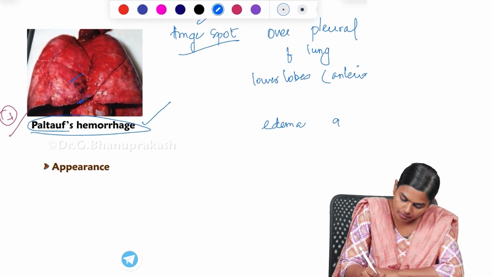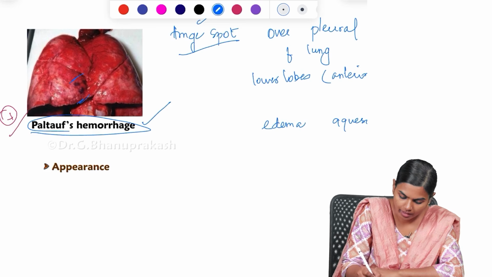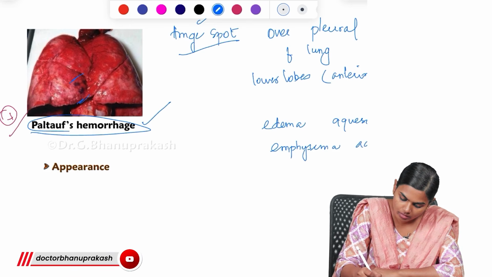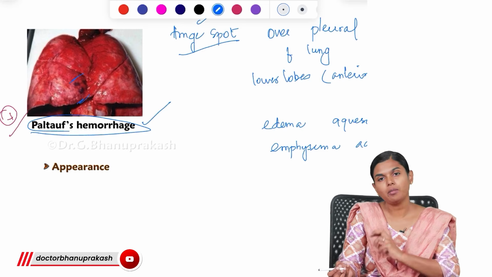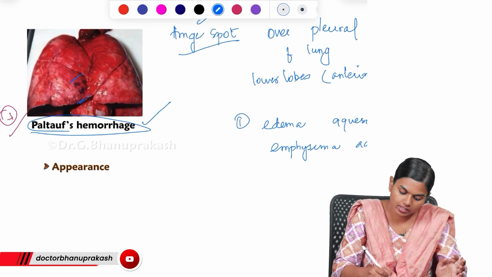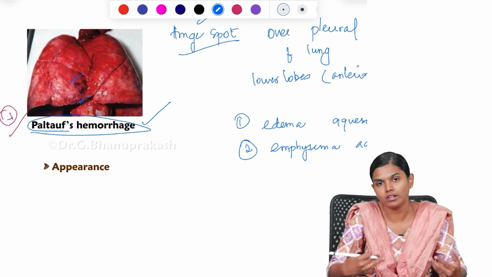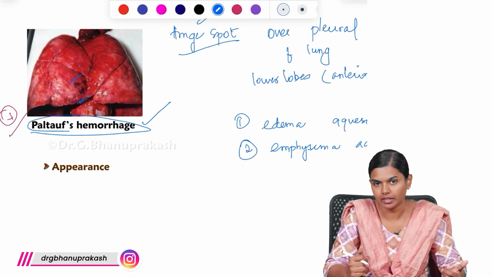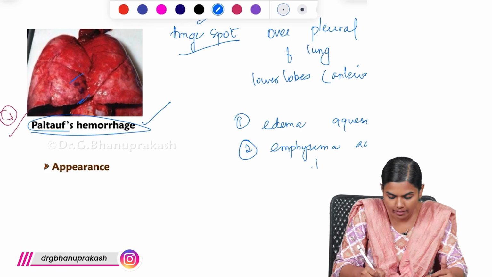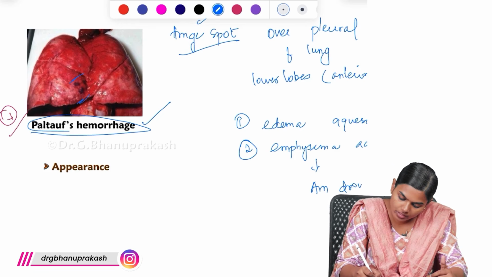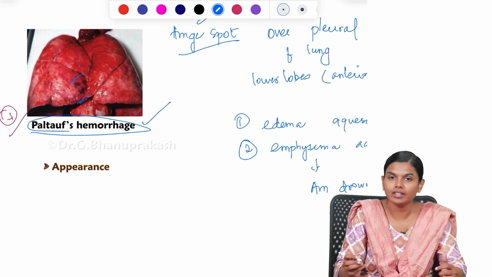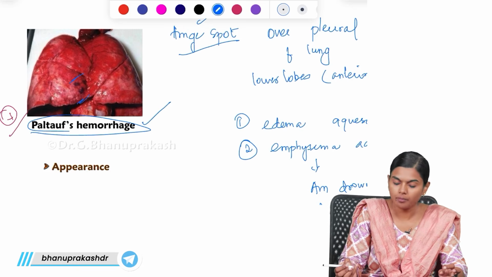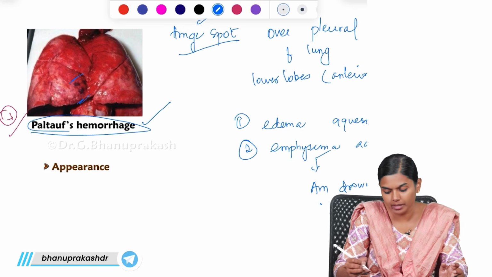edema aquosum and emphysema aquosum. These are from when there was no advancement in autopsy techniques or imaging techniques; they used to have these theories. Emphysema aquosum means when antemortem drowning happens, you will get to see pulmonary edema, and you will also get to see these emphysematous features.